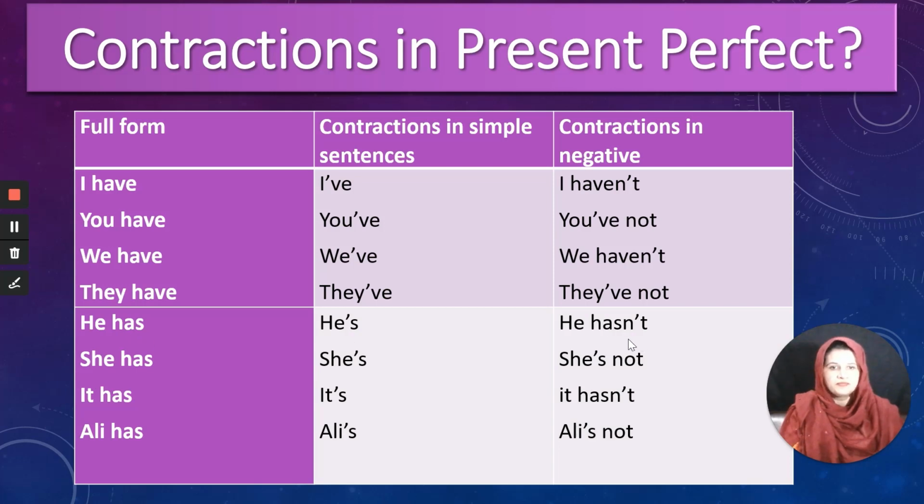He has into he hasn't. She has into she's not. Right? Again, the same formula. You can either write hasn't or she's not. It has into it hasn't. Ali has into Ali's not. Right?